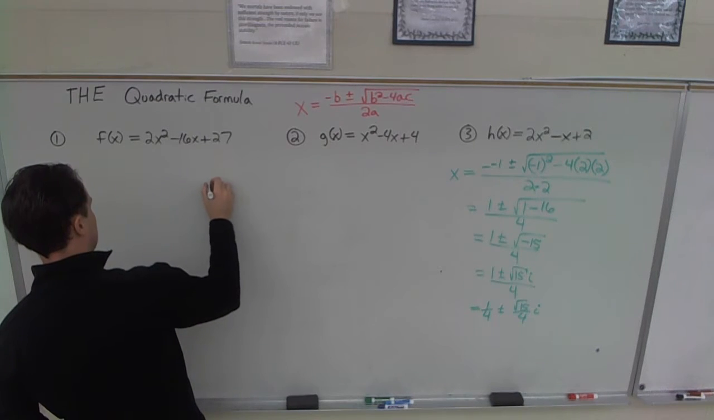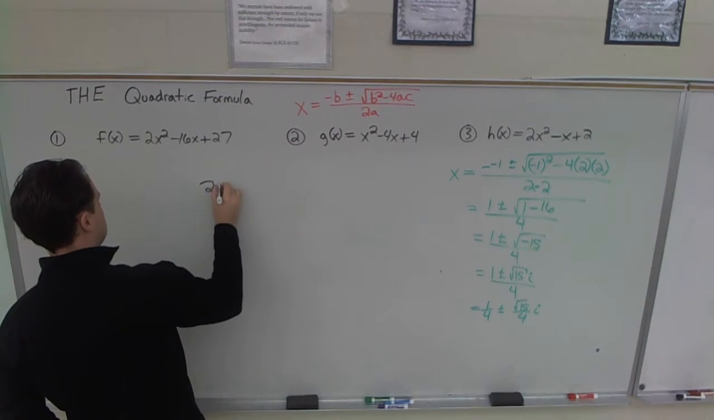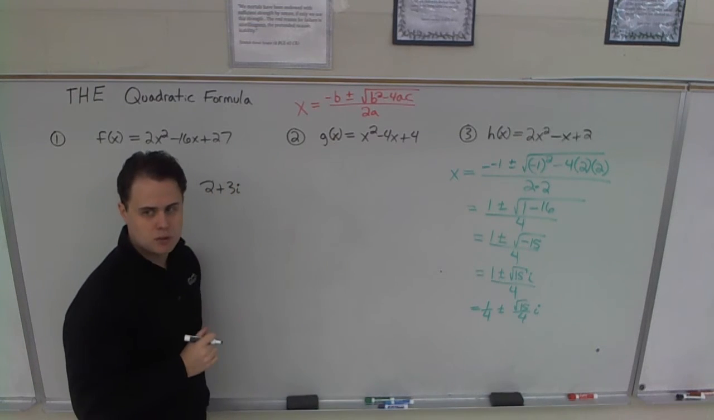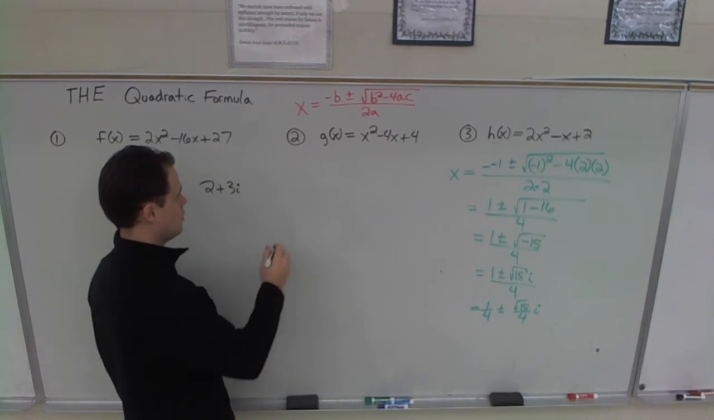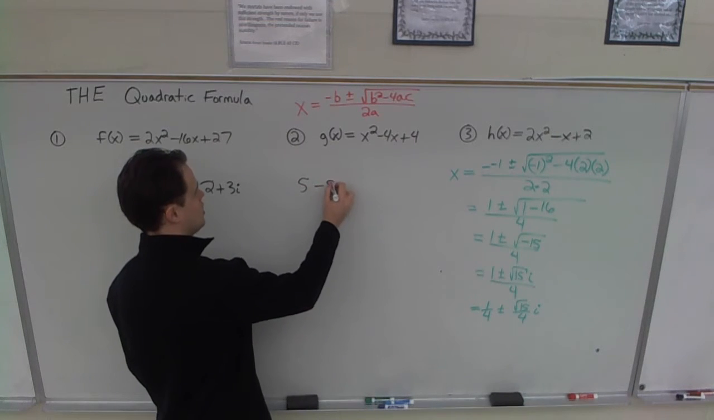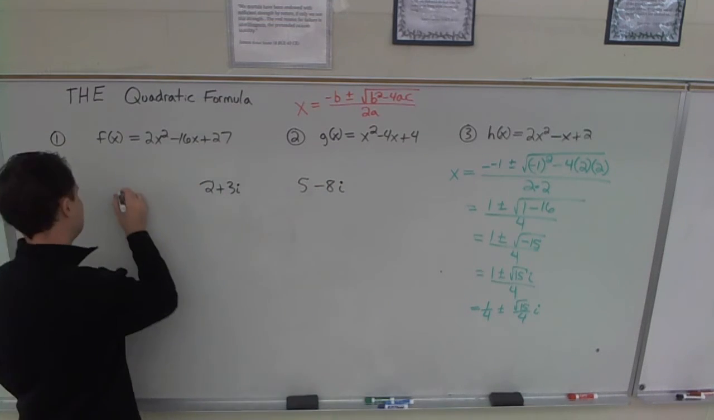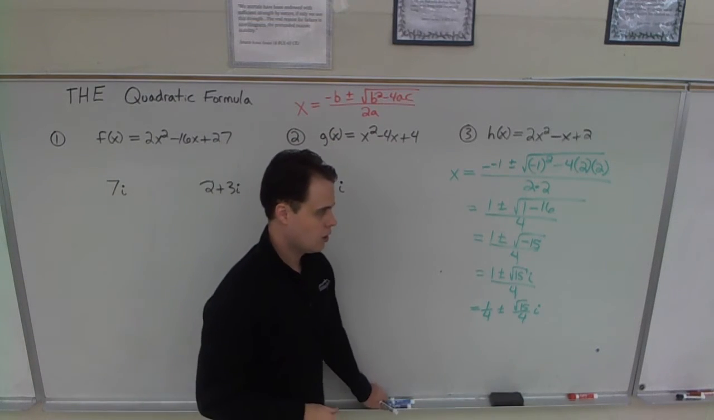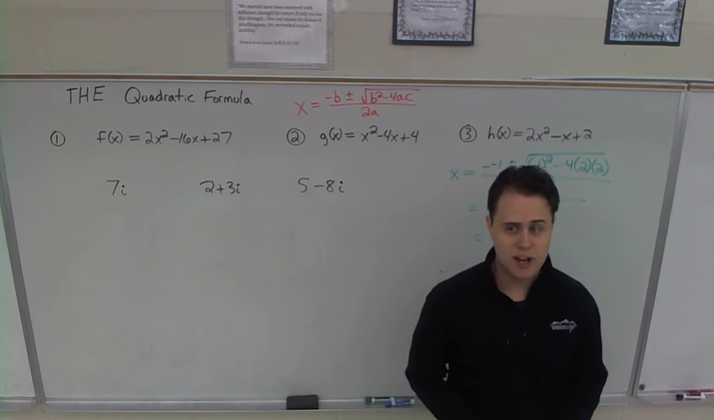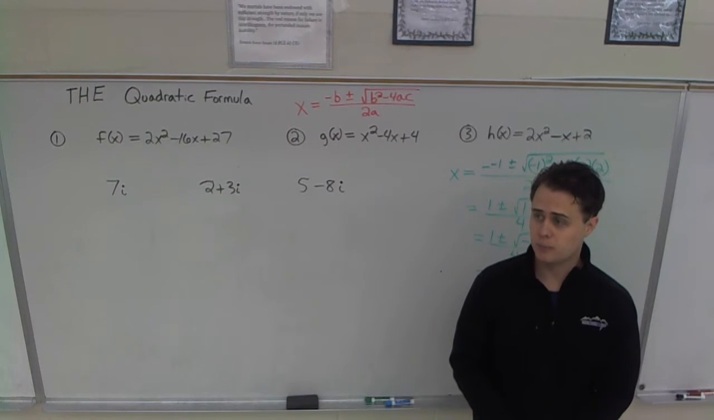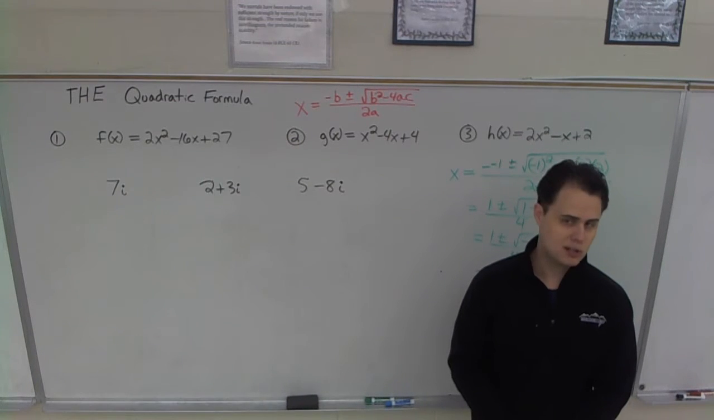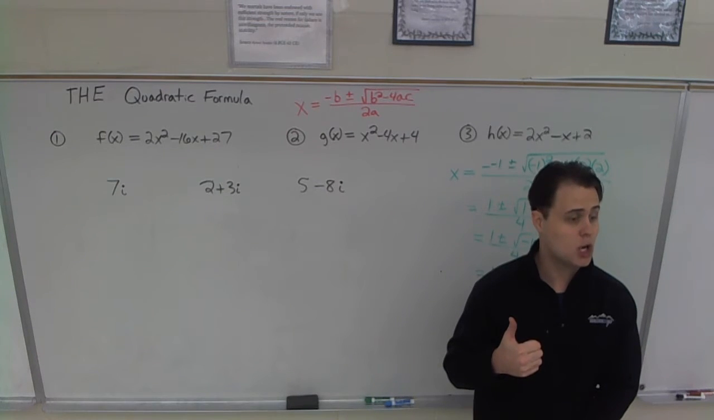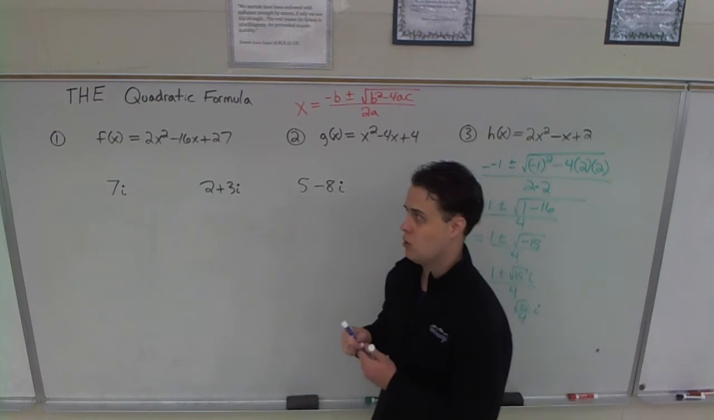So what if we said we had 2 plus 3i? What if that was one answer for a parabolic equation? What if it was 5 minus 8i? What if it was just 7i? Anytime you're working with a parabola, if you get i, you should get its married partner as well. We call that its conjugate. So let's write that down.